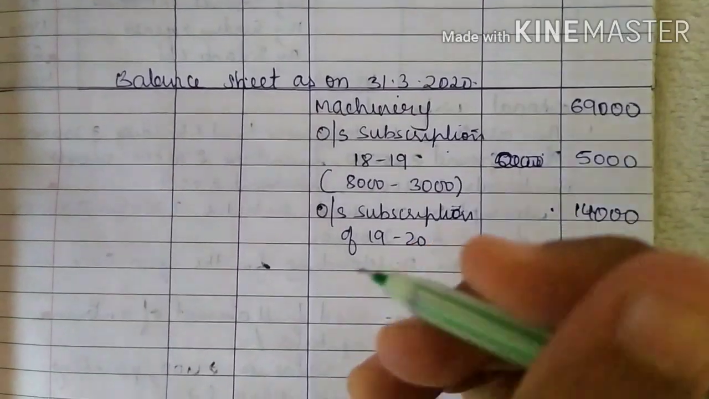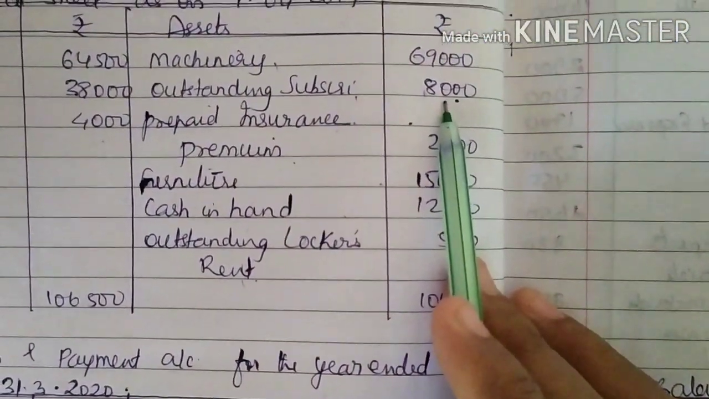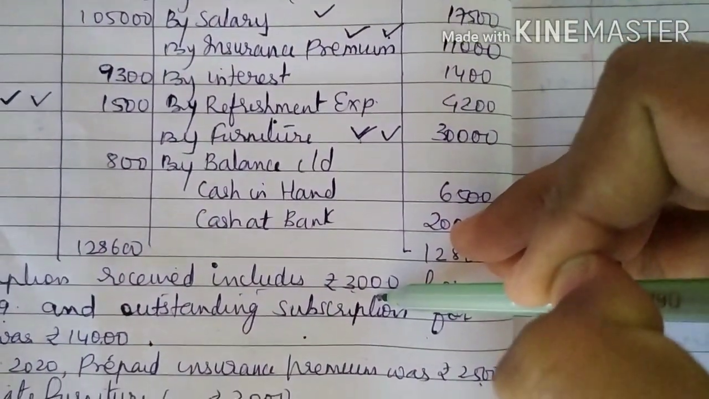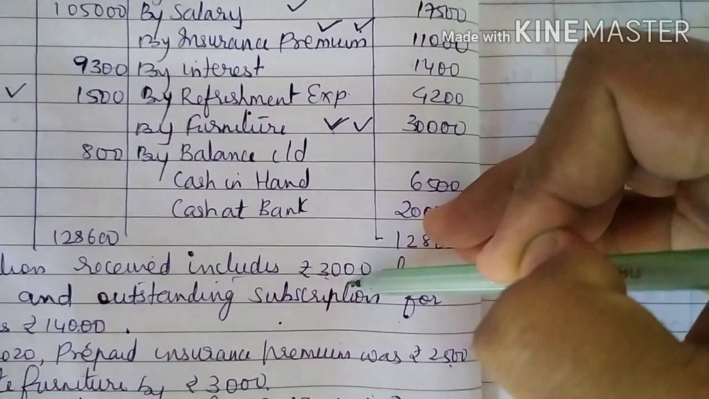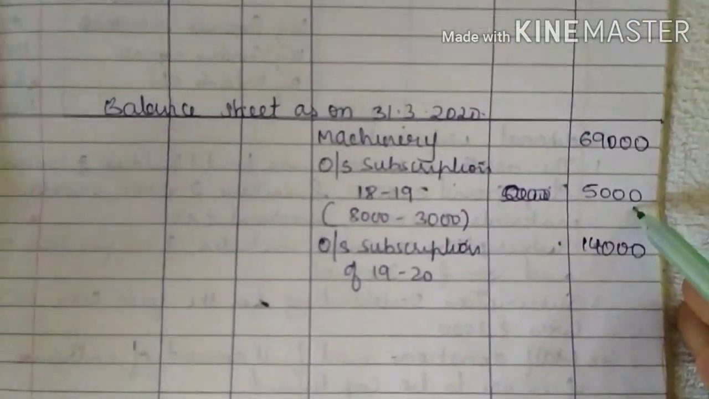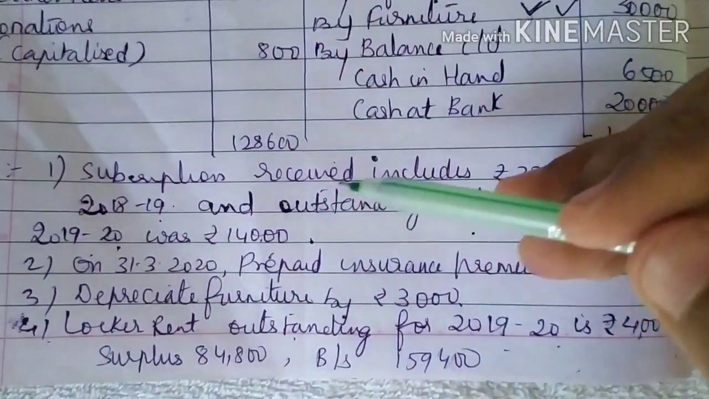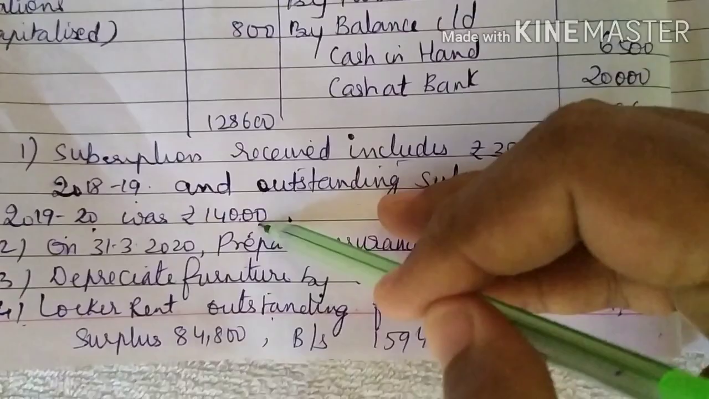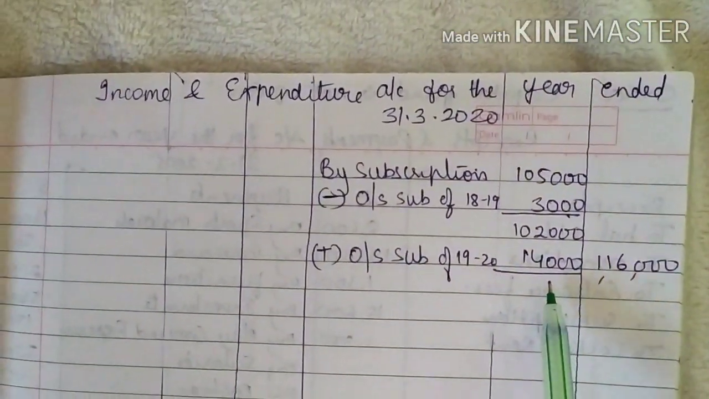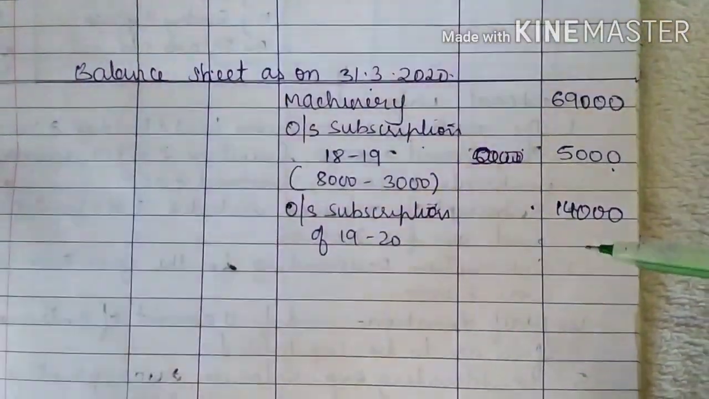We have received the subscription amount of last year was 8000. Out of that we have received only 3000. It means 5000 is still pending, still outstanding. So I have written it in the balance sheet asset side. Similar way, current year outstanding subscription is for 14,000. So the first effect, you will be adding to the subscription. The second effect, you will write in balance sheet asset side 14,000.